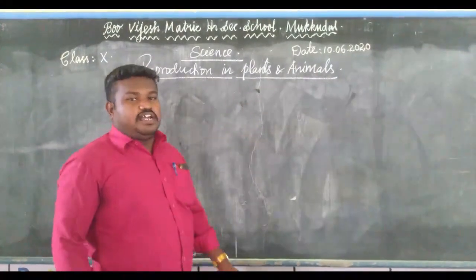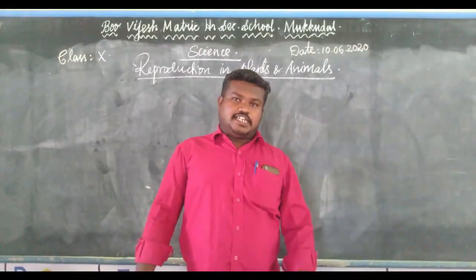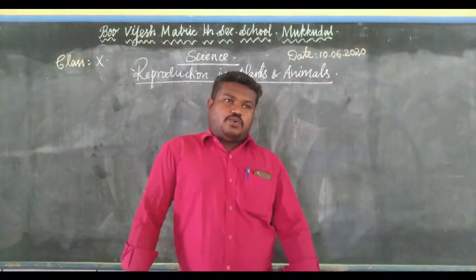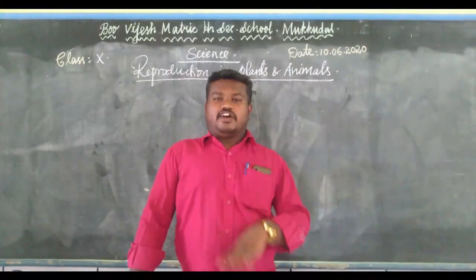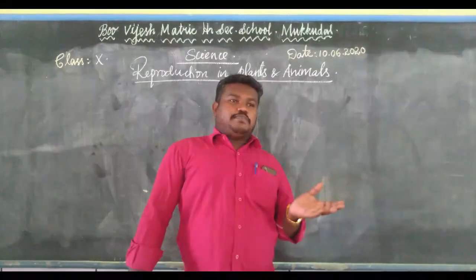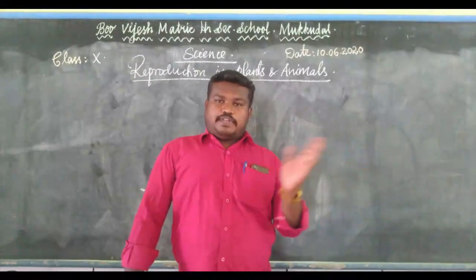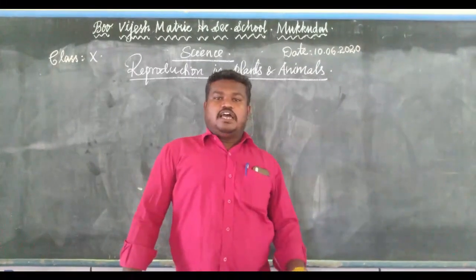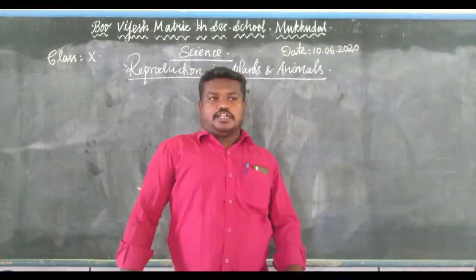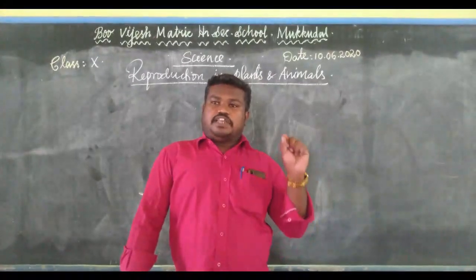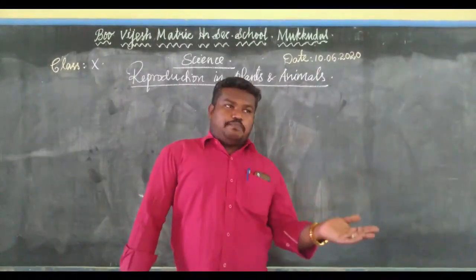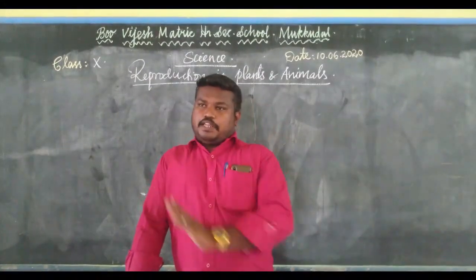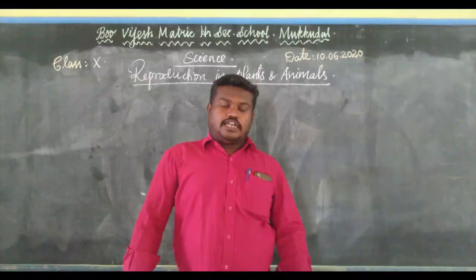There are so many organisms living around us, isn't it? That may be living things and non-living things. So, what is the difference between living things and non-living things? Living things can move from one place to another place. Non-living things cannot move from one place to another place. At the same time, a very important one: living things can reproduce their young ones. Non-living things cannot reproduce their young ones.